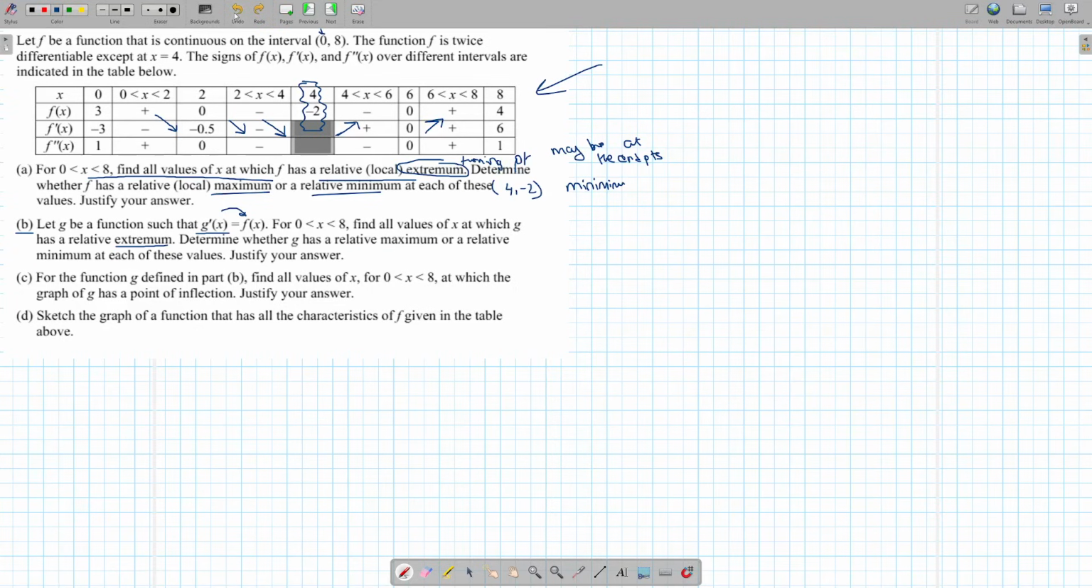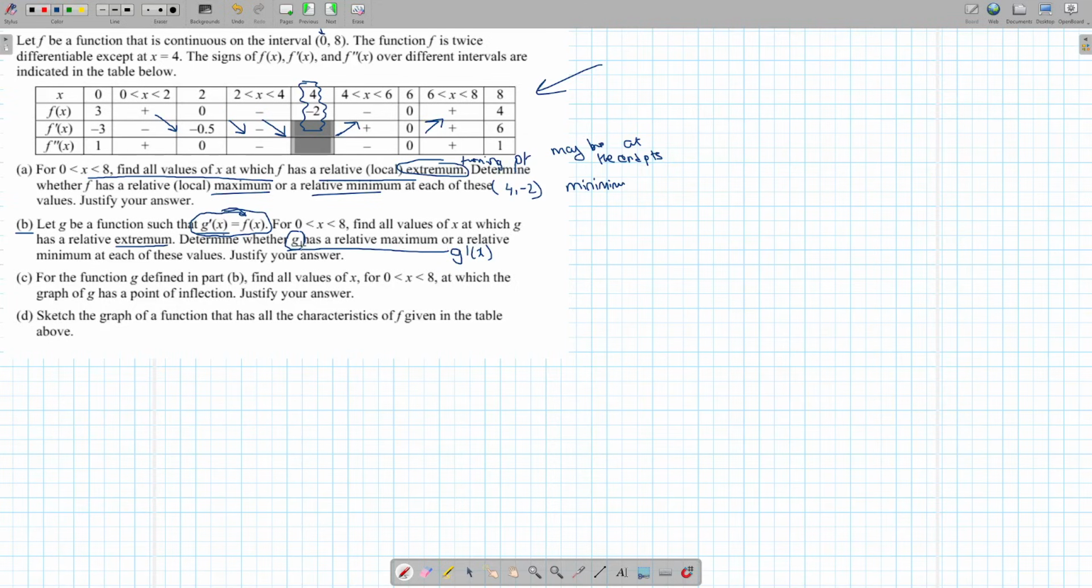Justify your answer. So over here, we want to see if g has a relative maximum, or we want to see the extreme points of g, right? So like we did for f, how do you check extreme points? You have to look at the derivatives. You have to look at g prime of x, right? Except we don't have g prime over here. We only have one relationship, and they told us that g prime is the same as f of x.